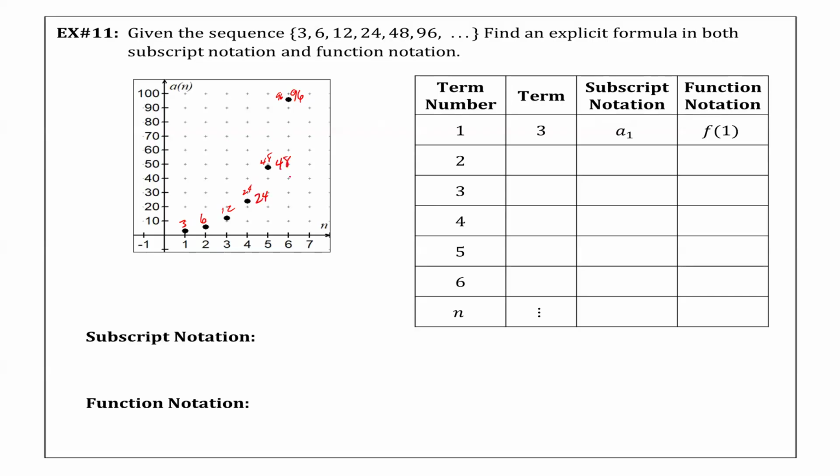24, 48, and 96. I don't know why I decided to get tinier as I was writing up the exponential function. Can you see them? These are your ends right here, Alana. So at term 1, I have 3. At term 2, what do I have, Alana?